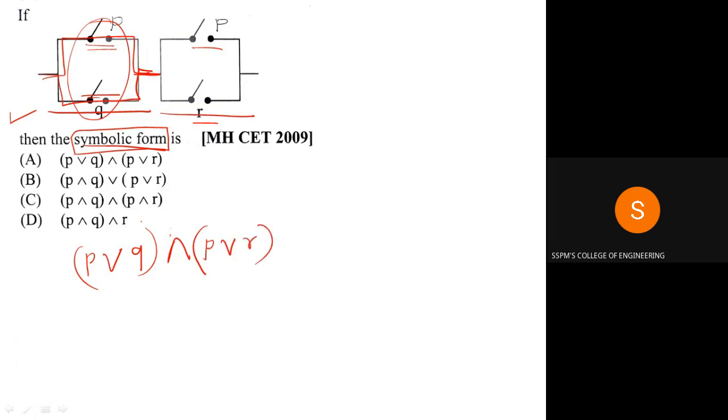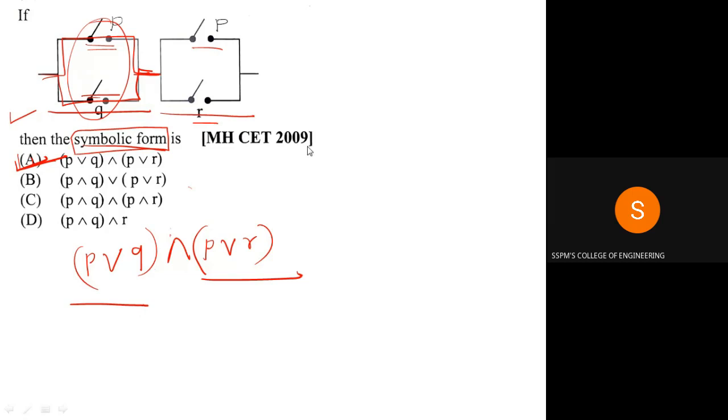Which one is the correct option here? P or Q and P or R. So A is the correct option here. P or Q and P or R is the correct option. Okay. This is the end of the examples on logic.